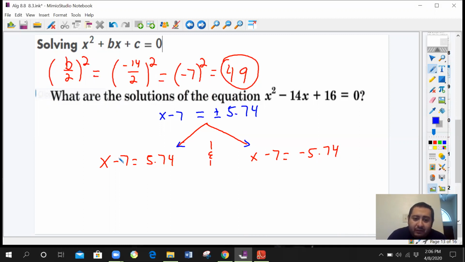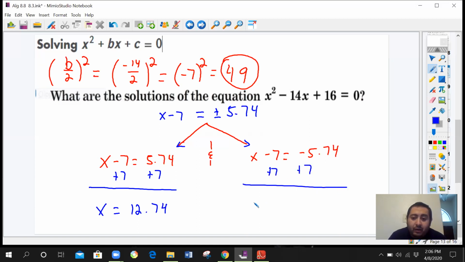If we move the 7 to the other side by adding 7 on both sides, we have x equals 12.74. All right. If we add 7 on both sides in this case, you have x equals, let's see, I believe it's going to be like a 2.74. Let me check.